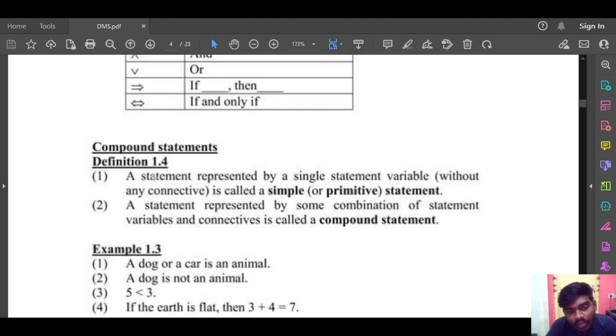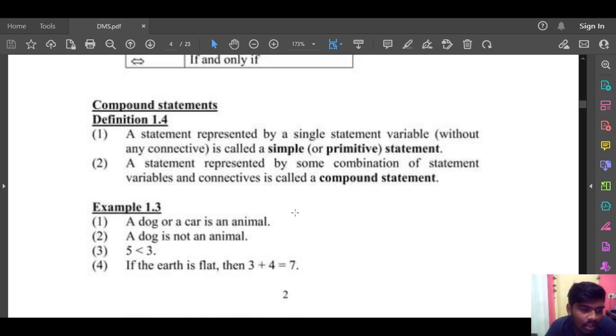Compound statements. A statement represented by a single statement variable without any connective is called a simple statement. A statement represented by some combination of statement variables and connectives is called a compound statement.